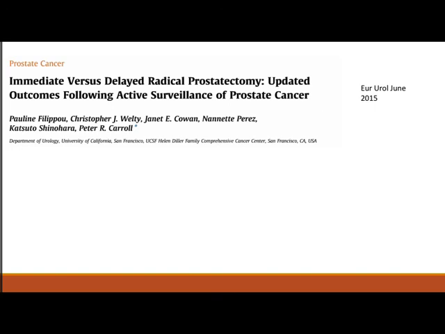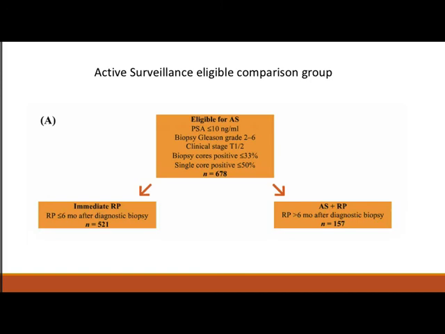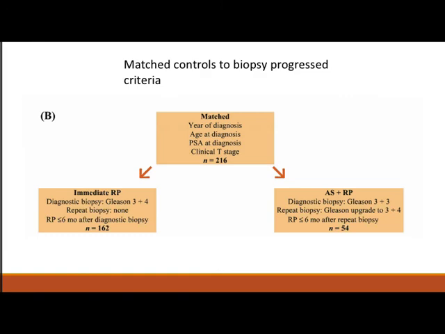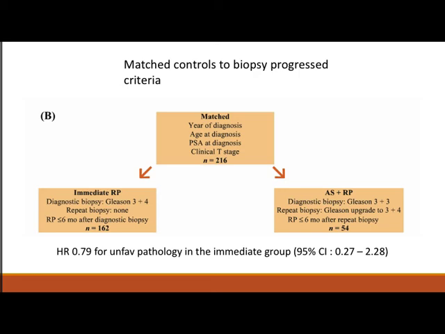And then Philippou et al., also recently, June 2015, they looked at, I think this is similar to the way we did it, eligible for active surveillance, immediate RP versus delayed, and they found that there was a significant hazard ratio for unfavorable pathology in the, sorry, that should be in the delayed group, not the immediate group. Then when they tried to look at matching those that had immediate RP versus those that had active surveillance after upgrading on repeat biopsy to grade 3+4, they found that the effect was nullified somewhat. Still a trend towards unfavorable pathology in the delayed group. Again, I got that wrong, but not statistically significant with the confidence interval crossing 1.